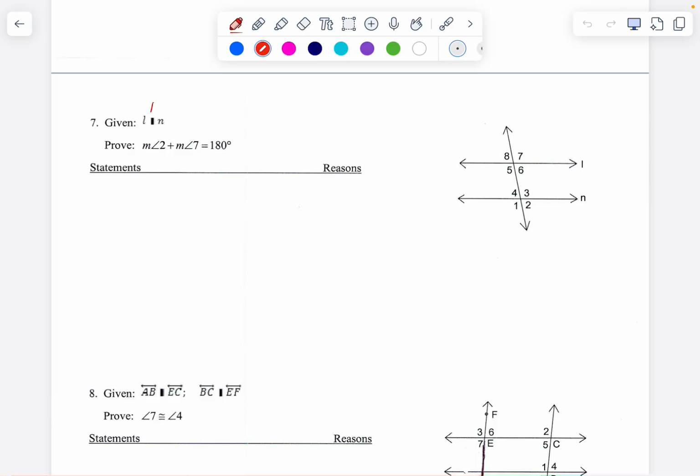7, remember this black mark means that it's parallel. Probably a good idea to go mark that in your figure just so it registers with your brain that those are parallel. So we are asked to prove that angle 2 plus angle 7 is 180. In other words, that they're supplementary. Let's start with our given. So I've written my given and it's in the picture. I've put the information in there. So we've got to figure out a way to connect 2 and 7. What kind of angles are they in terms of just a name?